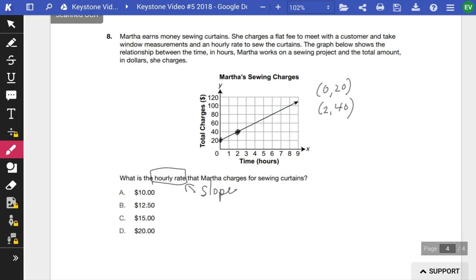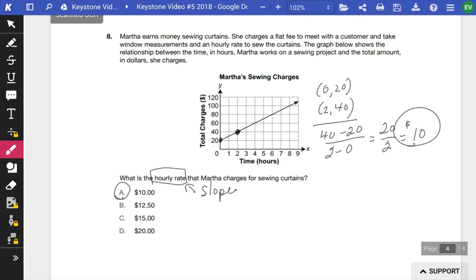So our slope, if we subtract our 2 points, change in y over change in x, so 40 minus 20 over 2 minus 0 gives us 20 over 2, or 10, and that means that her hourly rate is $10 for sewing the curtains.